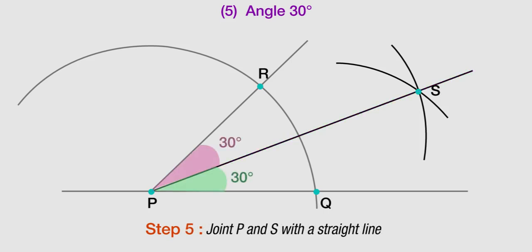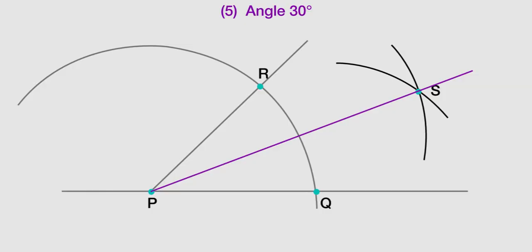This means angle QPS is 30 degrees and angle RPS is also 30 degrees. Now you see your line PS. That is the 30 degrees line. So the angle at the back side will give us 150 degrees because the angles on a straight line are supplementary. They will add up to 180 degrees. So immediately you construct a 30 degrees angle, you have constructed 150 degrees.